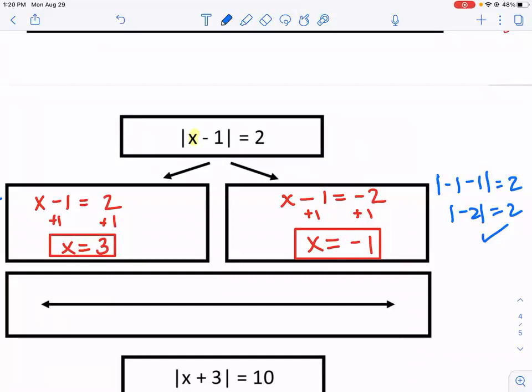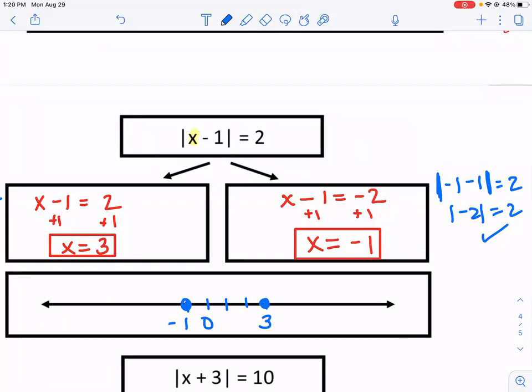These are absolute values. Because we have an absolute value equation, we have -1 as a solution and 3 as a solution. That makes sense.